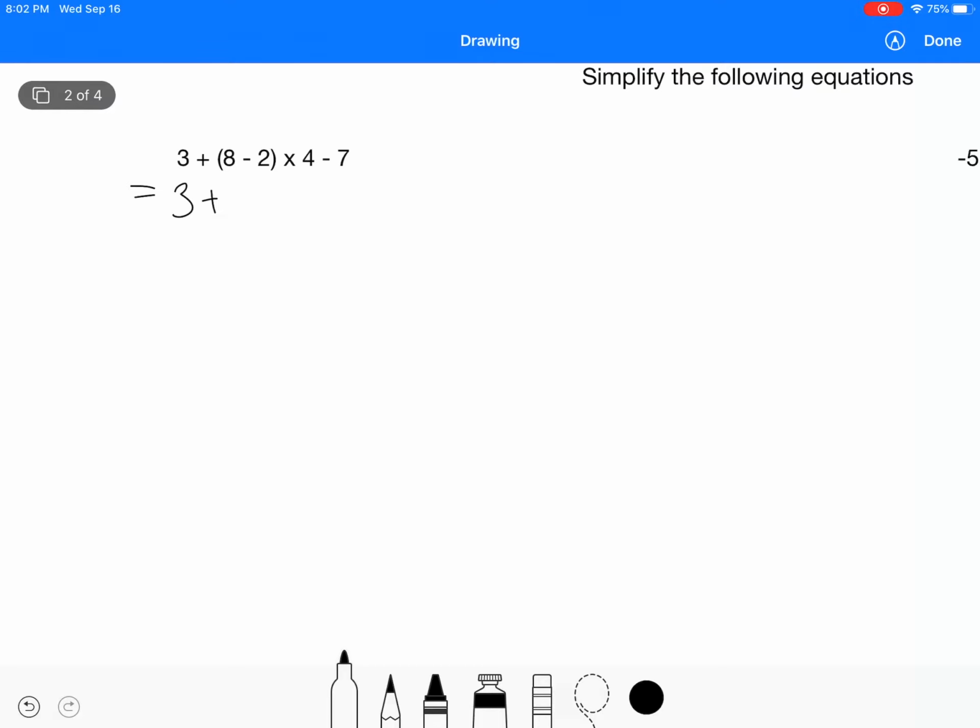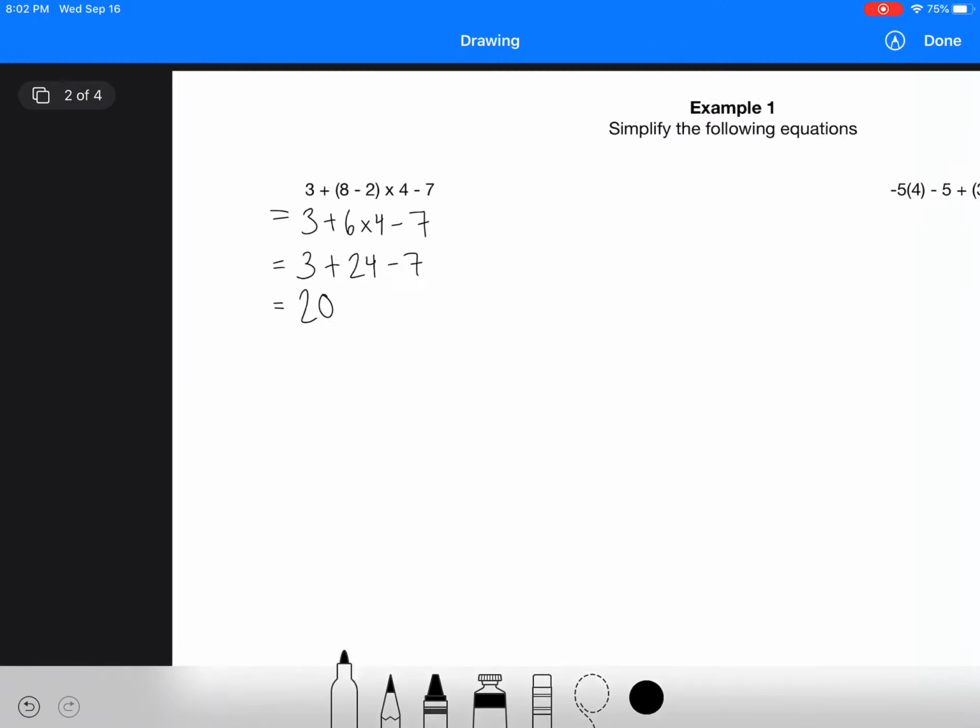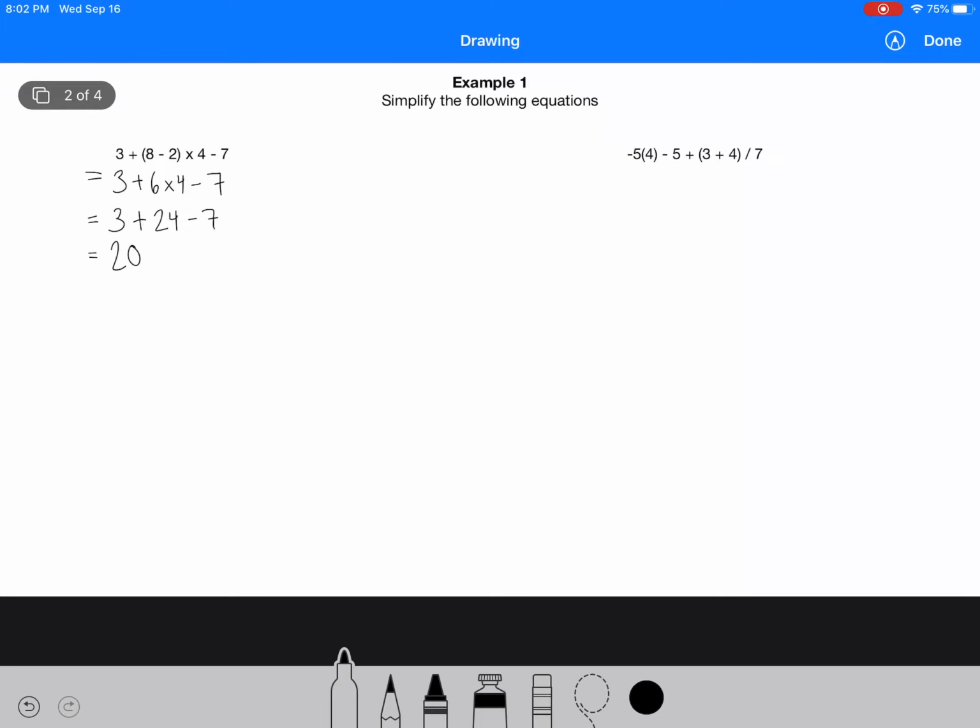3 plus 8 minus 2 is 6 times 4 minus 7. Now I need to do my multiplication because there are no exponents, there's no division, but there is multiplication. So again, I'm going to leave 3 plus, now 6 times 4 is 24 minus 7. Now this last step, I can just do it left to right. I can do it all in one step because it's just adding and subtracting. So 3 plus 24 is 27, and 27 minus 7 is 20. And that's exactly how you should answer the question. I'm not sure how you answered them in grade 8, but when we're working in high school, we always want to be working down the page.